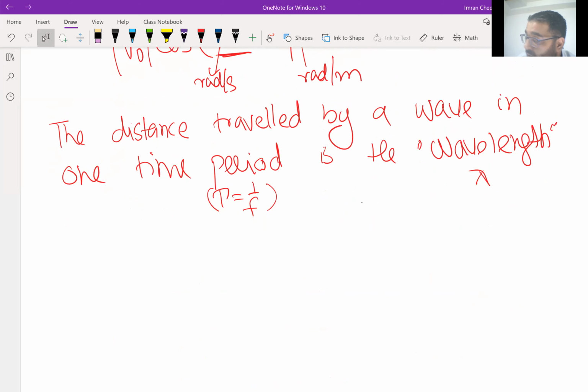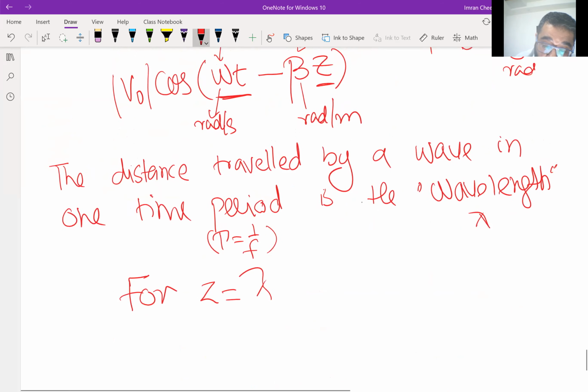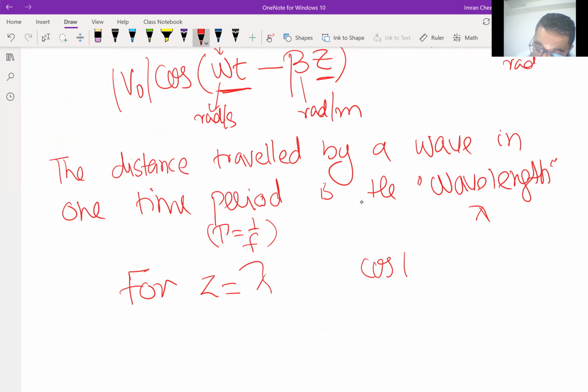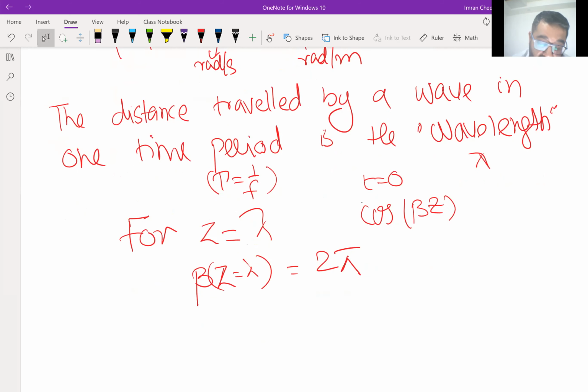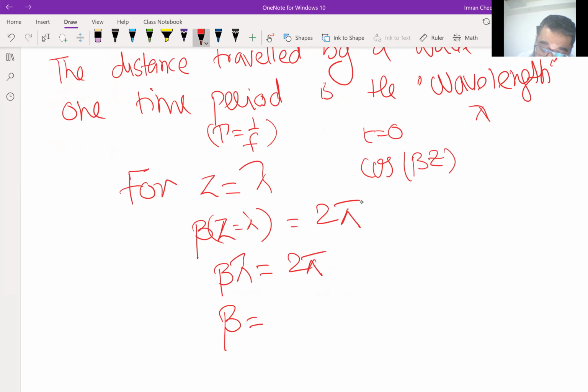So for z is equal to lambda, meaning one wavelength, this argument beta z, if I'm looking just for time being, for time t equal to 0, I'm looking at cos beta z. Then for z equal to lambda, beta z is equal to 2 pi. Okay? Because in one time period it's one wavelength, and one time period is also equal to 2 pi. So beta lambda is 2 pi, and beta, the spatial frequency, is 2 pi by lambda.